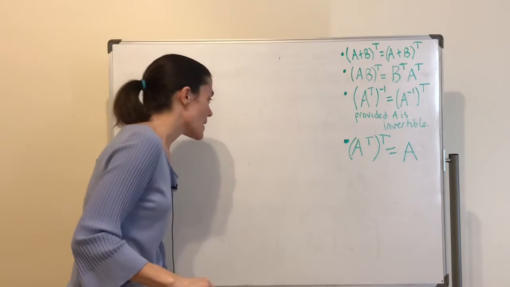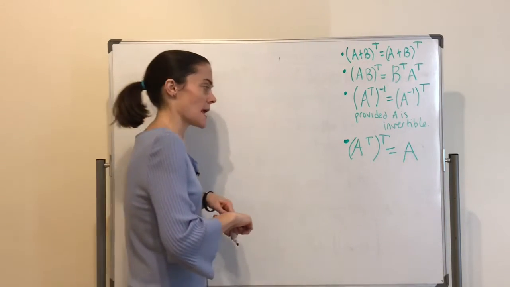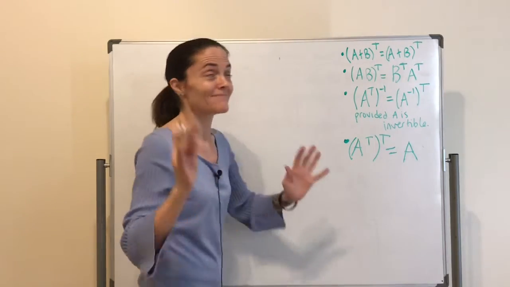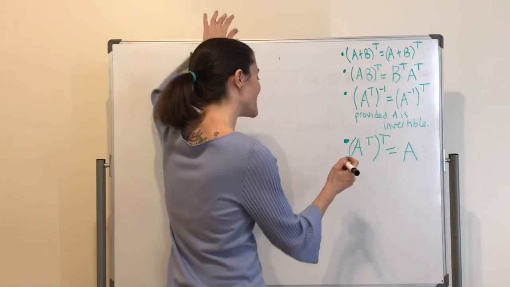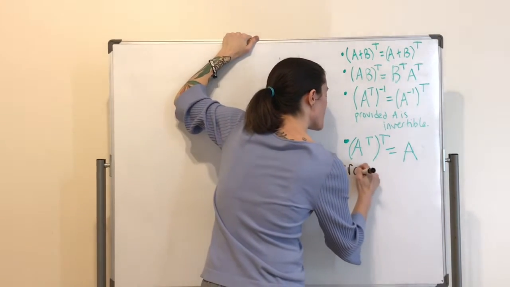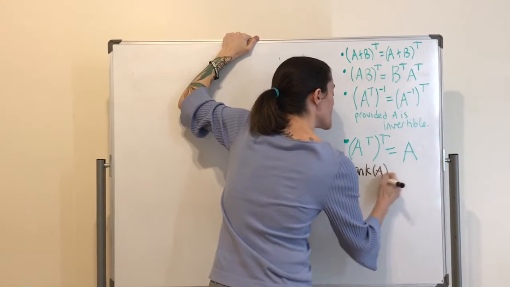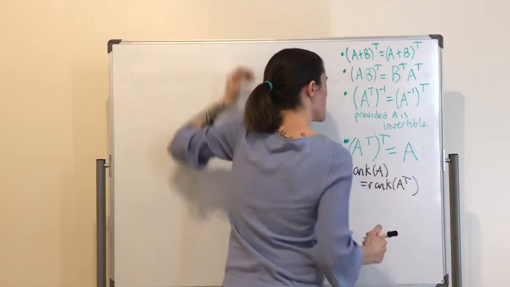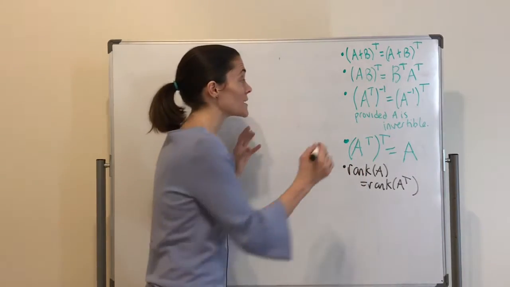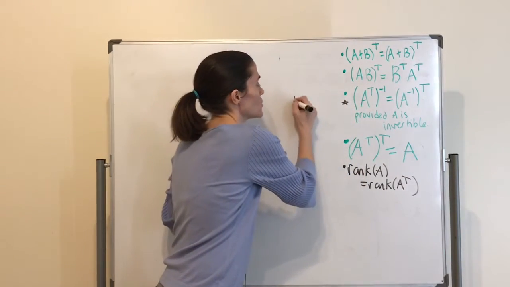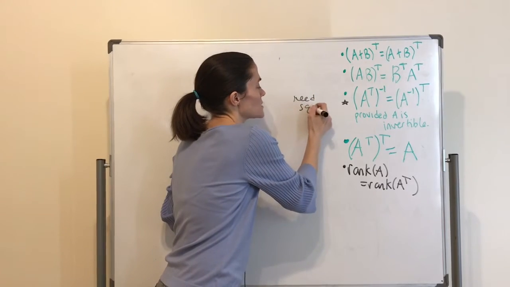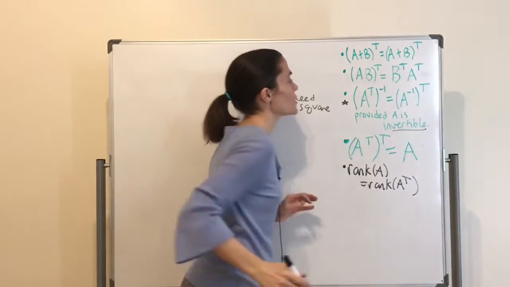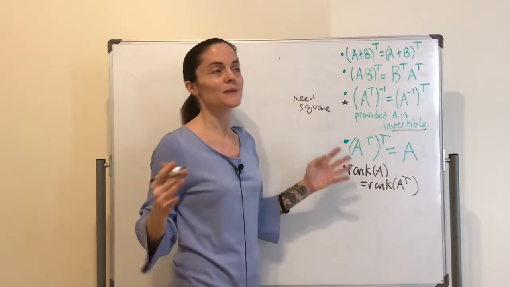Now, let me say one more here, and then I might erase and make a comment that we'll spend more time on. But one more I'll mention here is that the rank of A is the same thing as the rank of A transpose. And you know, this you don't need square. So the only one you need square for is this one. You need square just because we don't speak about A inverse if you're not square, and you also need invertible, but the other ones you don't need square.